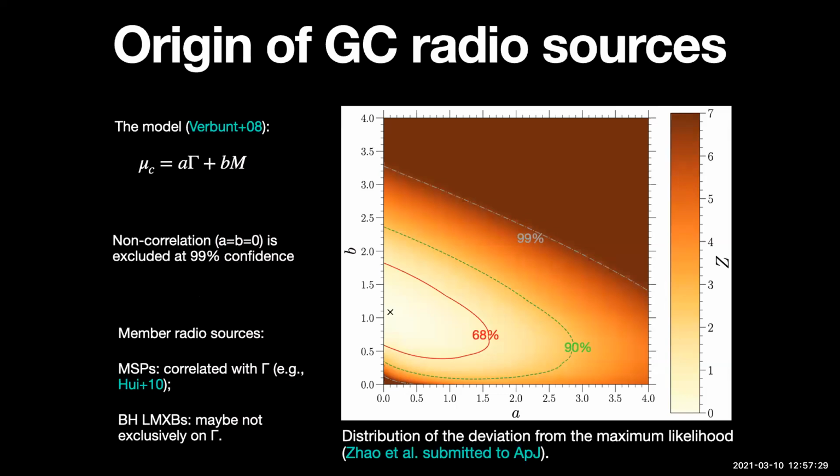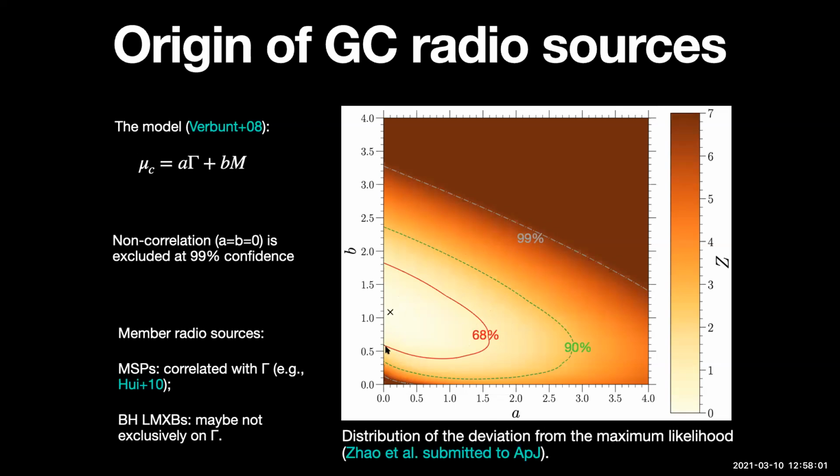So we use a simplified model that the number of radio sources in the core is linearly correlated with the encounter rate, which is gamma, and the total mass of the globular cluster. And then we fit the model to our data using a maximum likelihood method. And so here's the result. This is plotting the distribution of deviation from the maximum likelihood, which corresponds to the best fit. So the best fit is at zero, where the deviation is zero, which is right here.